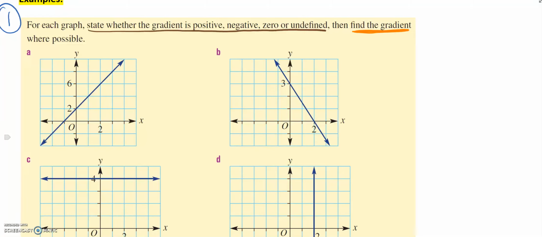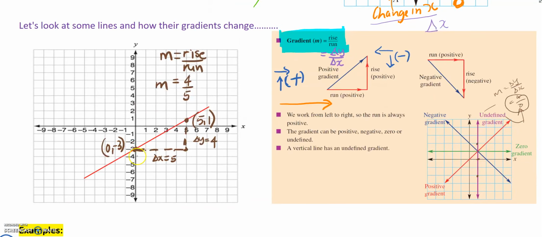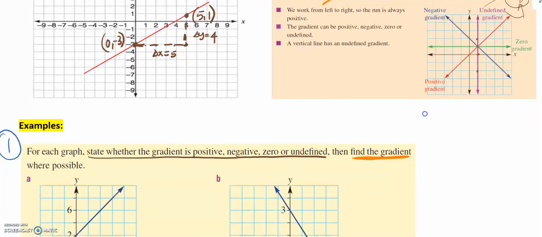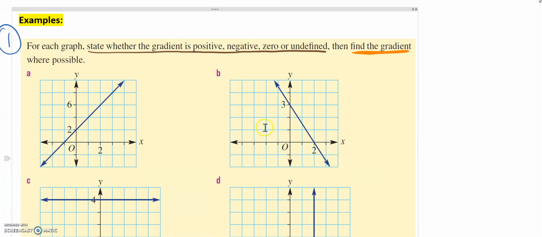Okay, so to continue, we'll do these examples in class. Remember, there's two things. You have to first state whether the gradient is positive, negative, zero, or undefined, and then find the gradient. Okay, use the example that we did up there, like take 2 points. Take 2 points which are easy coordinates from your line.